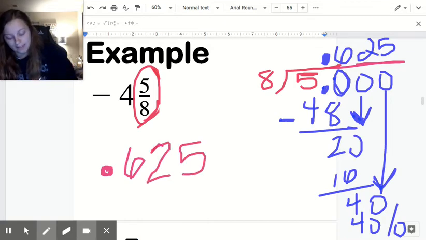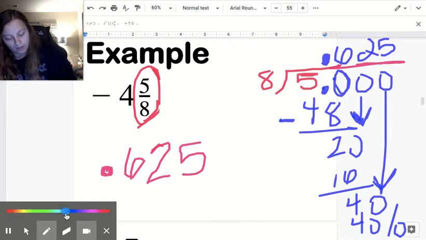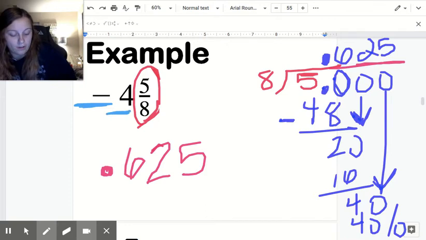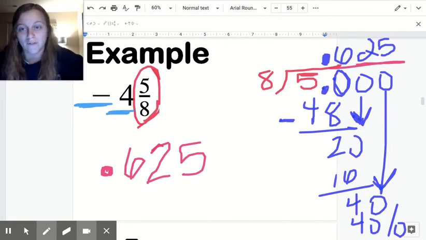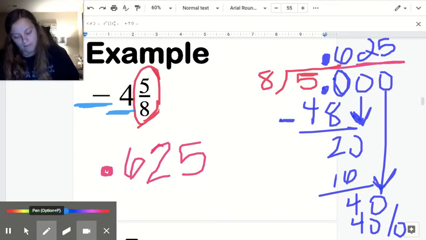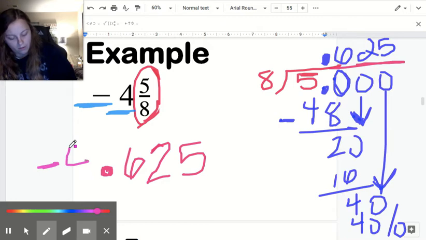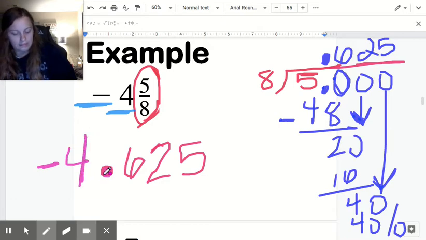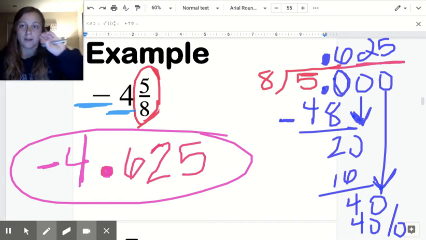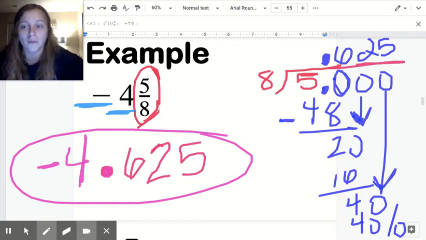First, I've got this negative up here that I need to focus on. Second, I had a whole number out in front that I ignored. I can't ignore it forever. So the negative and the whole number need to pop out in front of my decimal. So really, I have negative 4.625 as my answer. So again, sometimes you got to do that long division. I dealt with my fraction, made it into a decimal, and brought my negative and whole number down.